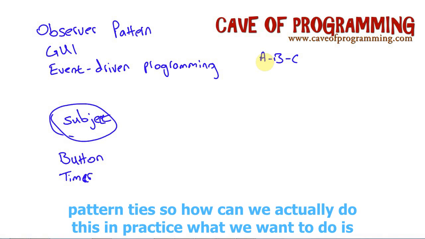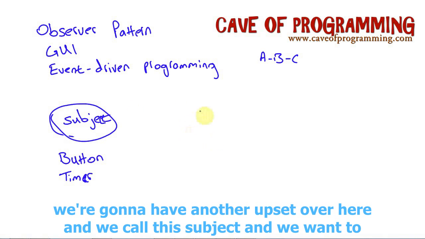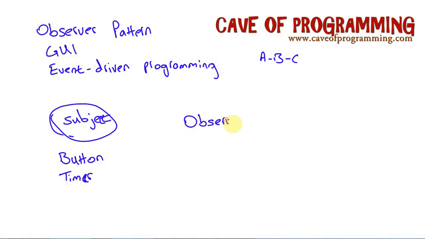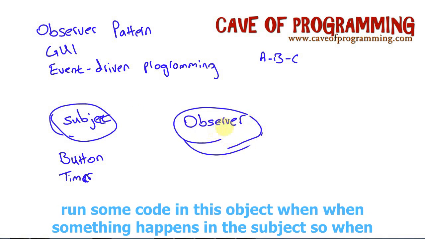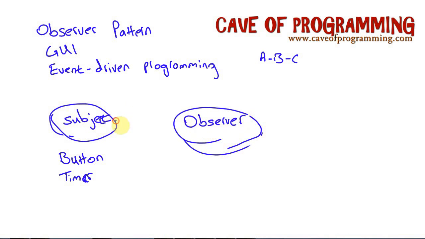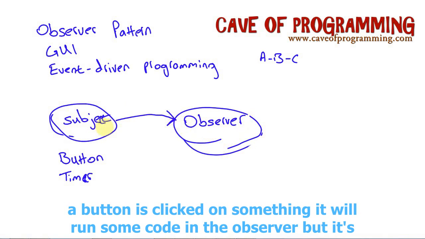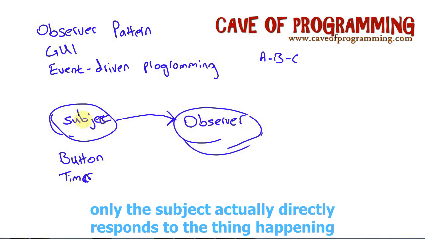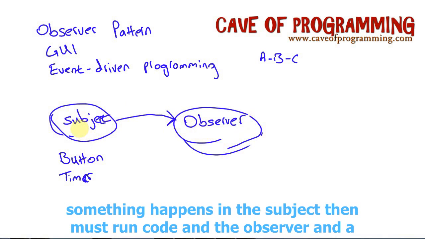So how can we actually do this in practice? What we want to do is have another object over here, and we call this object the observer. We want to run some code in this object when something happens in the subject. So when a button's clicked or something, it will run some code in the observer, but it's only the subject that actually directly responds to the thing happening. Something happens in the subject that then must run code in the observer.